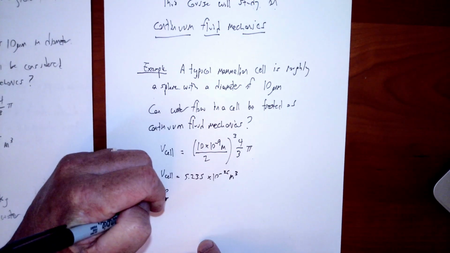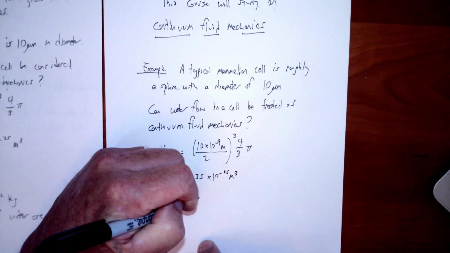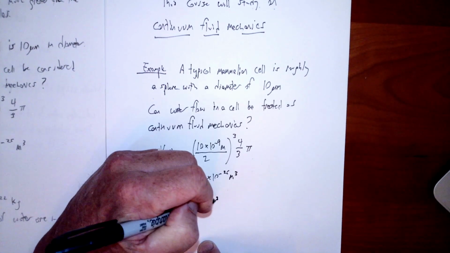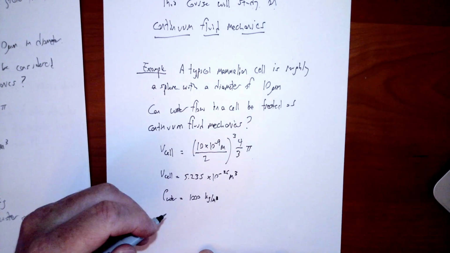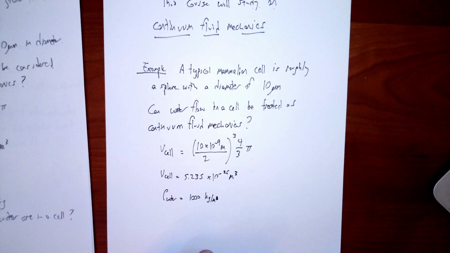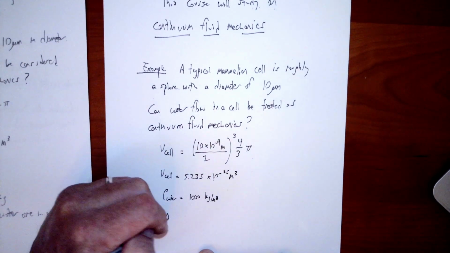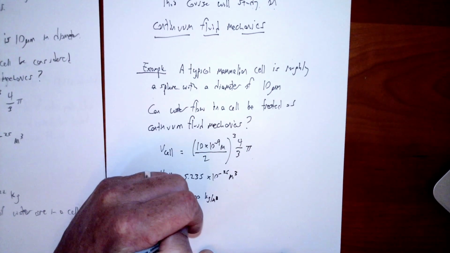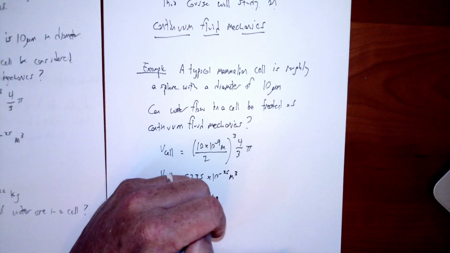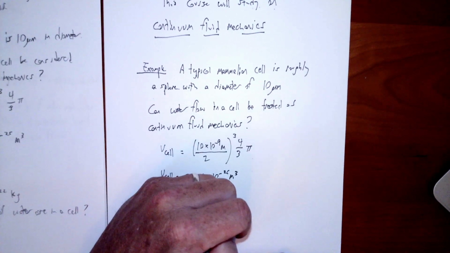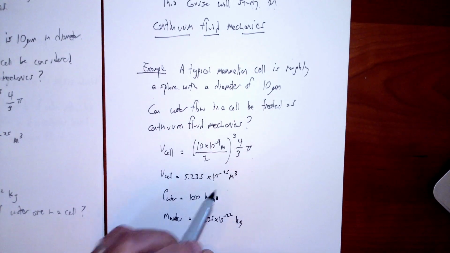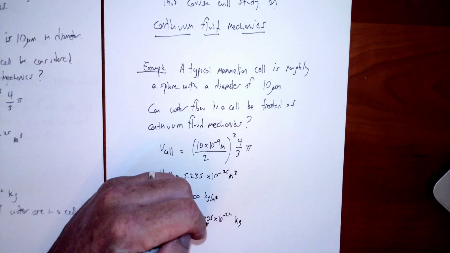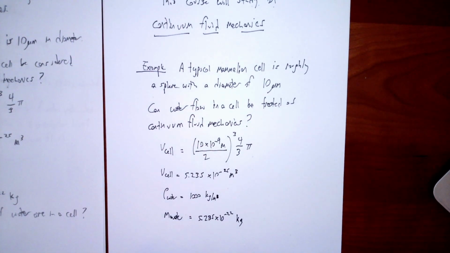We know the density of water. Water density, as I encourage you to remember, is 1,000 kilograms per meter cubed. It really is pretty constant under a variety of conditions. So the mass of water in that cell is simply the density times the cell volume, and that gives you a mass of water of 5.235 times 10 to the minus 22 kilograms. Easy math: 5.235 times 10 to the minus 25 times 1,000 gives me 5.235 times 10 to the minus 22.